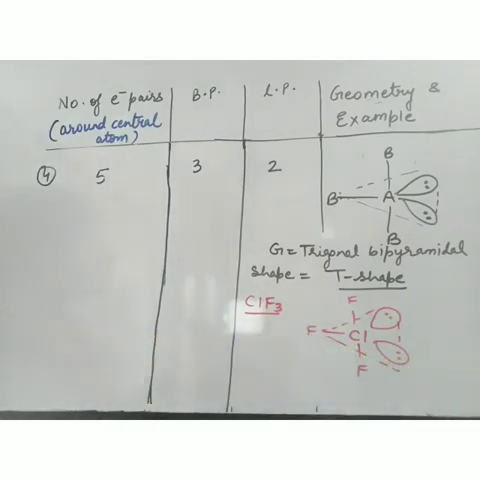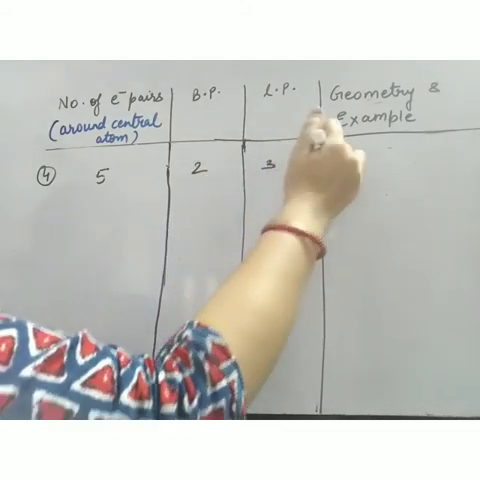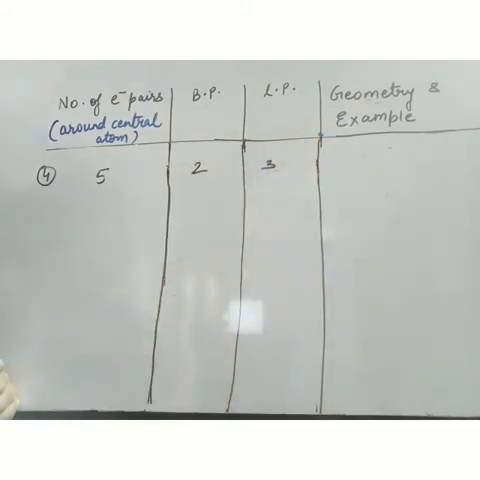Now one more case is possible where all the 3 are lone pairs. So when the total electron pairs are 5 in number, there are 4 cases. All are bond pairs, 4 bond pairs and 1 lone pair, 3 bond pairs and 2 lone pairs. Now one more case we'll discuss. So it is 2 and 3. Now 2 are bond pairs and 3 are lone pairs.